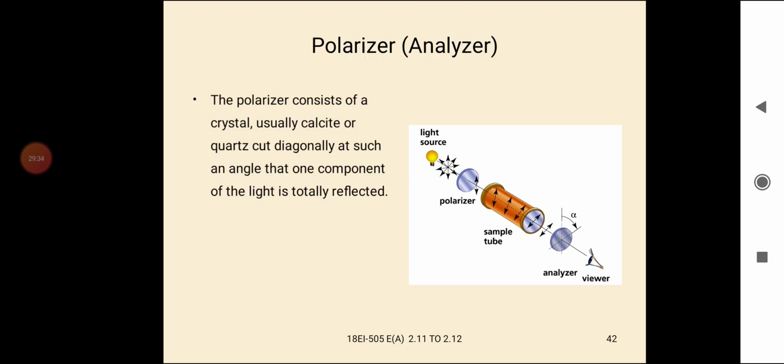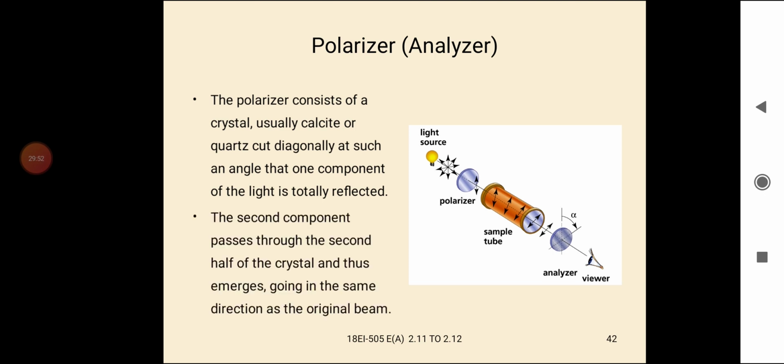The polarizer consists of a crystal, usually calcite or quartz, cut diagonally at such an angle that one component of the light is totally reflected. The second component passes through the second half of the crystal and thus emerges going in the same direction as the original beam.